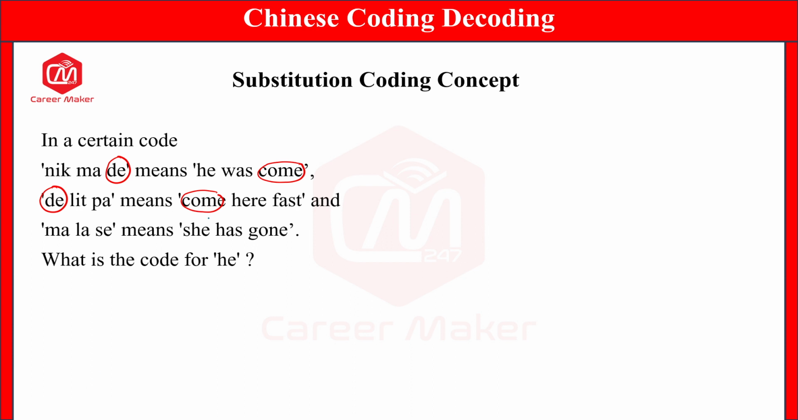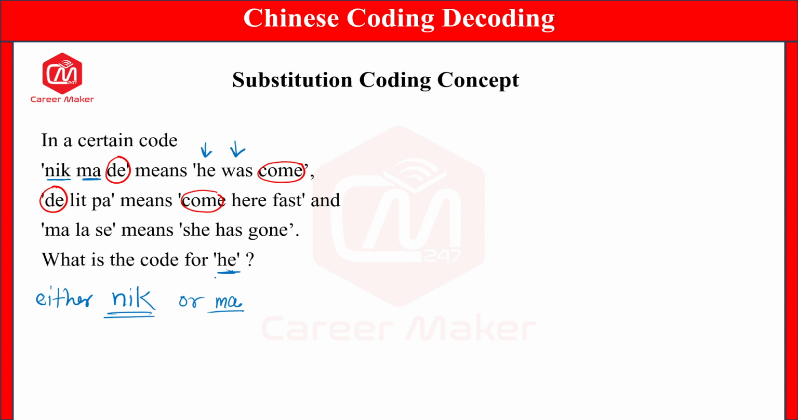Similarly, what is the next word common in these 2 sentences? Any further common words, like "she has gone", "come here fast", "he was"? We do not get any common words further. So suppose they ask how "he" will be coded. I can see "he" and "was" are the 2 words which still have nothing common. Therefore, there are 2 possibilities for the code of "he": it can be NIK or it can be MA, because we are not able to eliminate either. So there are 2 possible answers, either NIK or MA.